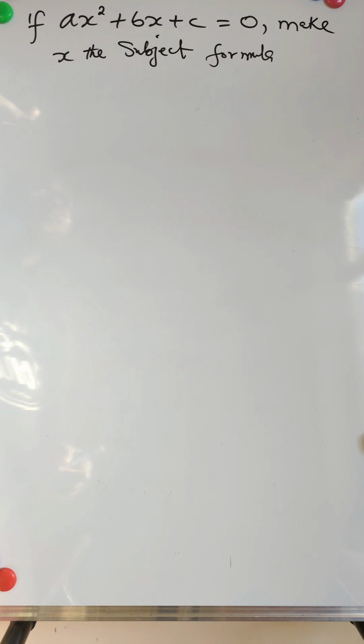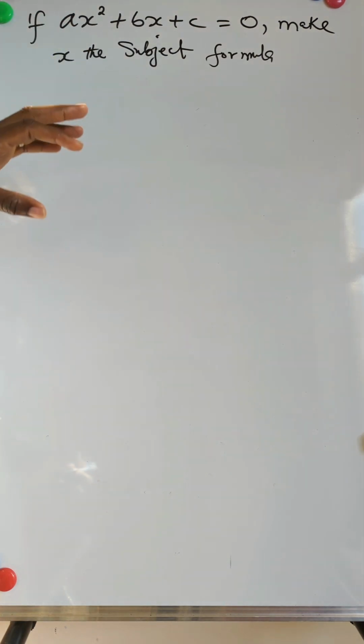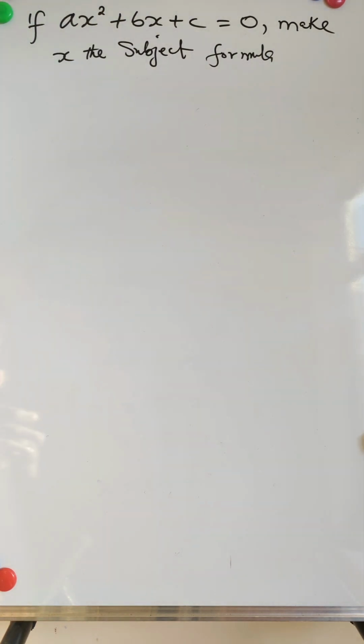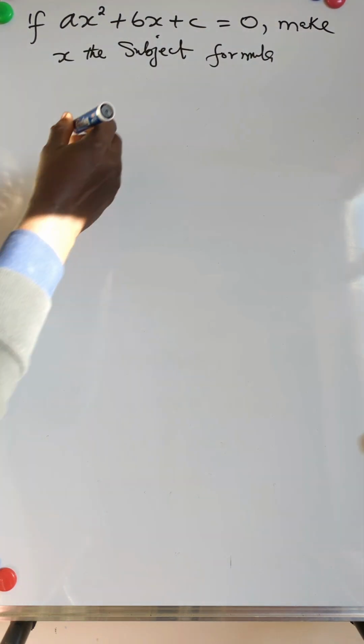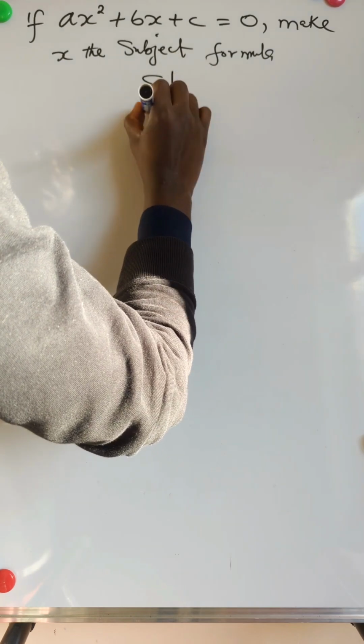Now, if we are making x the subject formula, we are being told to derive the general formula from here. And the method of deriving the general formula is completing the squares method. So if you can derive the general formula from this expression, that means you can as well solve quadratic expressions using completing the squares method. So it's still the same method. Now this is what you do here.